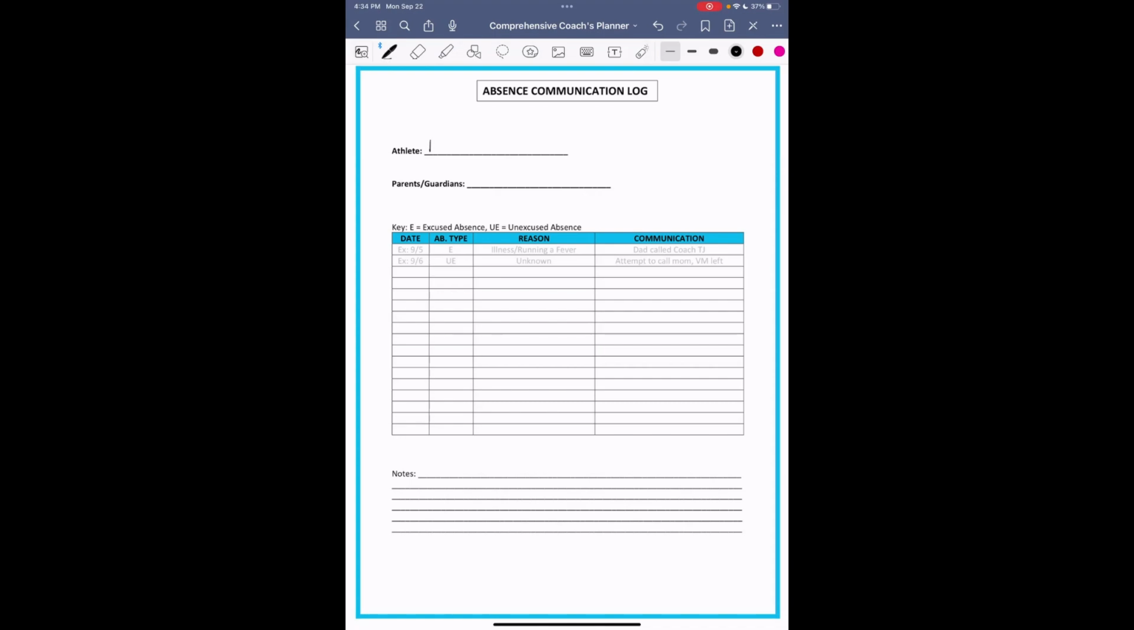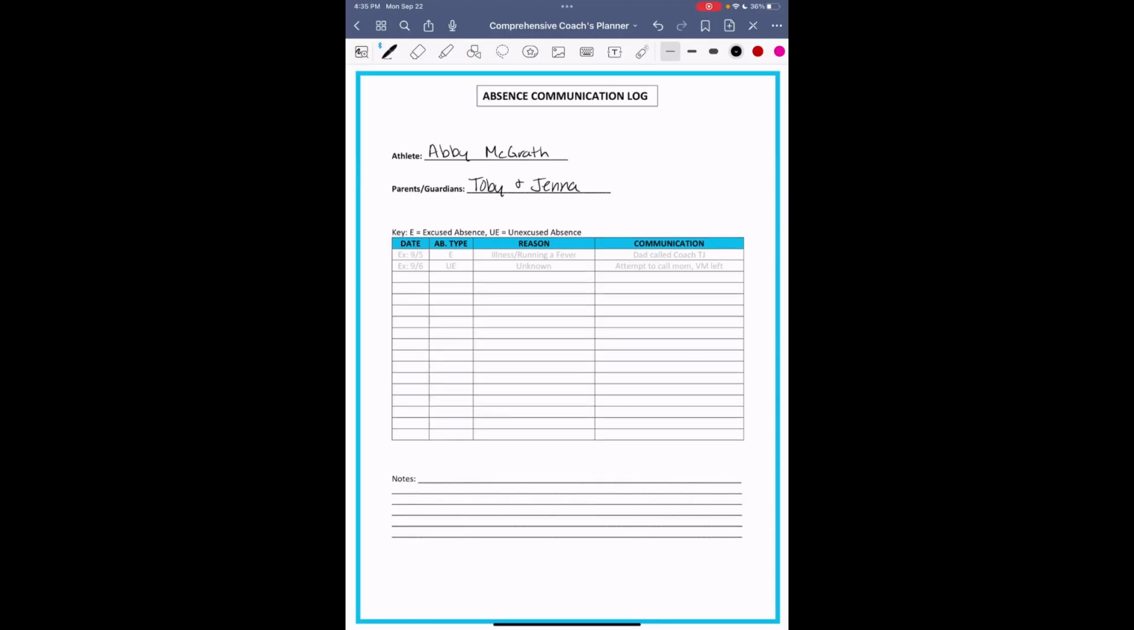This athlete is going to be Abby McGrath. We have parents, Toby and Jenna. So we have an instance on 9/5, September 5th, where Abby was absent. Abby's dad, Toby, called coach and let her know that Abby was not going to be there because she was sick. So this is an excused absence. So we're going to mark that as an approved absence.